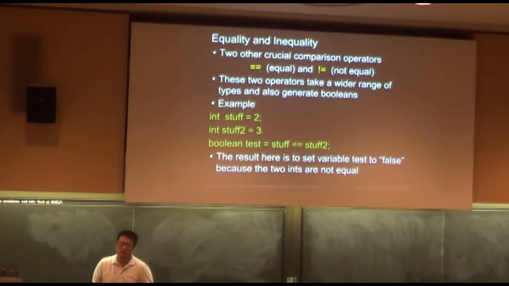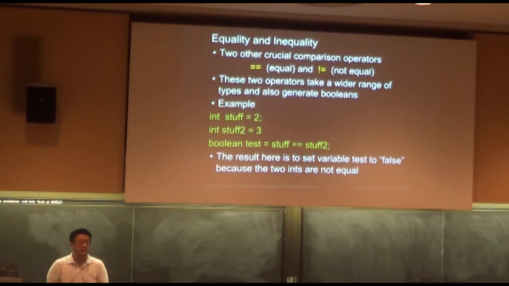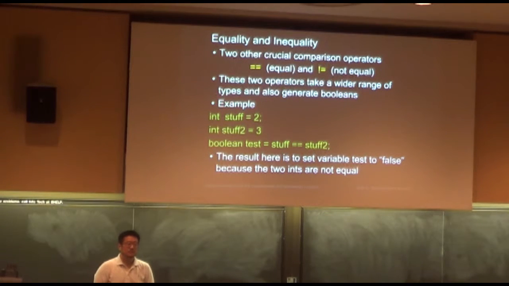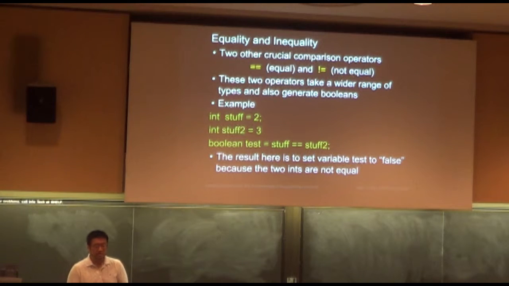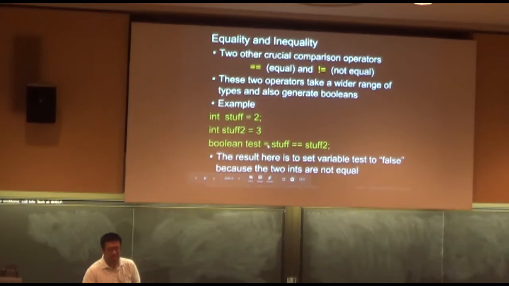Okay. So I mentioned the equality and inequality operators. And these are perhaps the most confusing because, again, we have a tendency to think of the assignment operator as equality. So let's note how this will work. If I have int stuff and int stuff2, I can actually have a statement like this: Boolean test is equal to stuff equal stuff2.